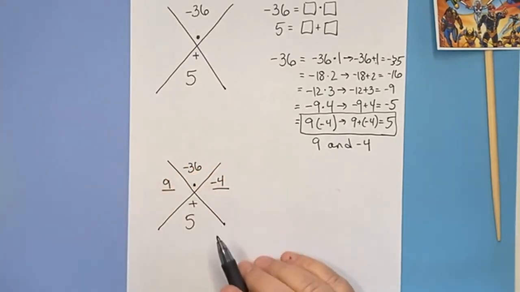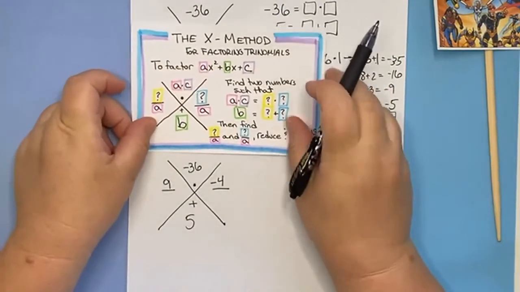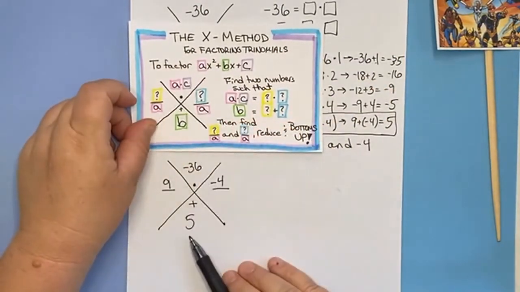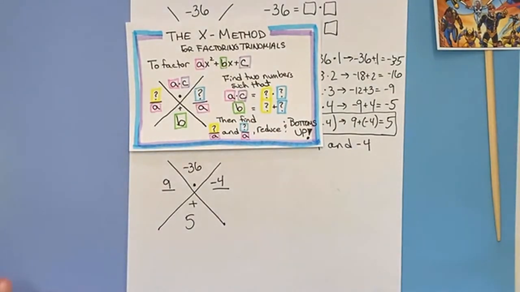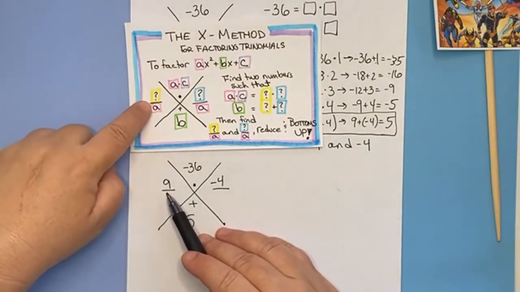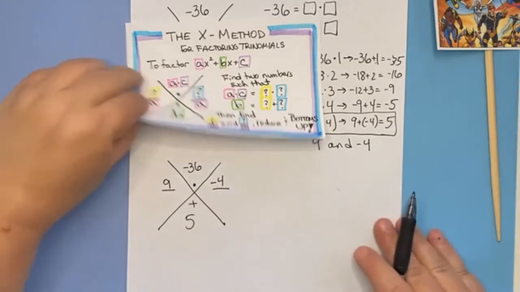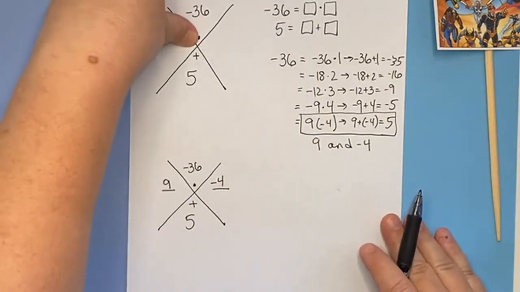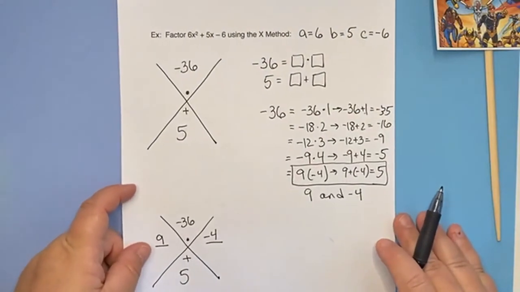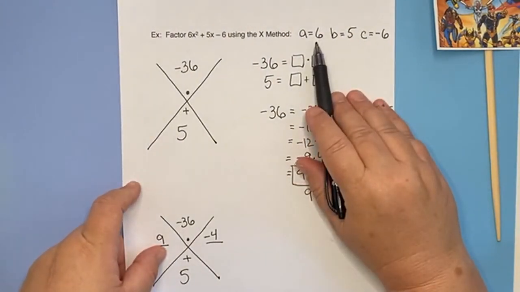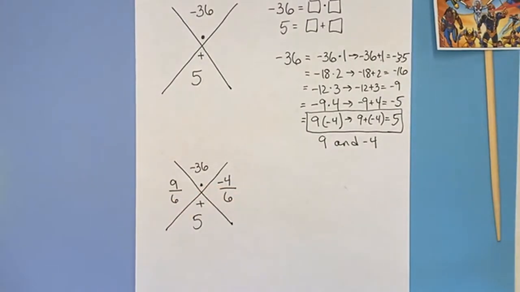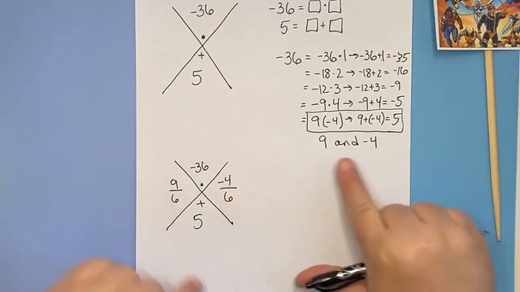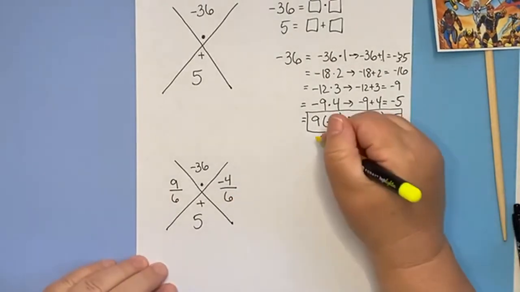Now, do you remember what happens here? Let's review. We got the a times the c on top, the b on the bottom. Now, what happens on the sides? Well, the sides are going to be fractions. For this to work, they have to be fractions. So 9 over a and negative 4 over a. So we have to go back up to what was a? A was positive 6. So we're going to come down here, and this is 6, and this is 6. Right, so those are the a's.